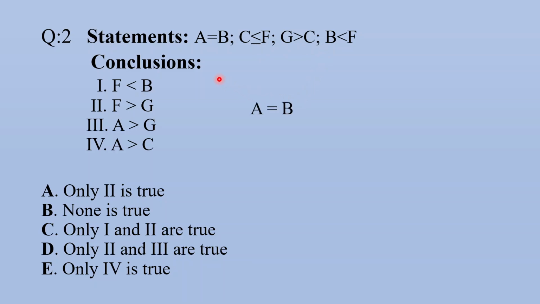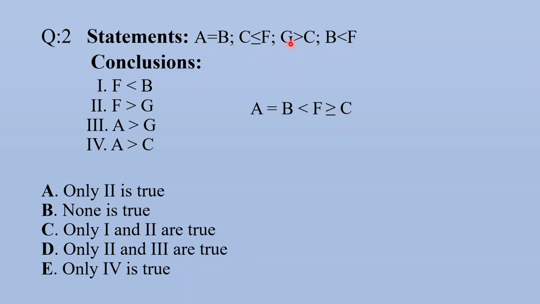See, A is equal to B, so I have written it here. Now we have to find out the relation between B and someone else. Here it is given that B is less than F, so I have written it like this: B is less than F. Now we have to see the relation between F and something else. See, F is greater than or equal to C. In this sign the mouth is open towards F, so F is greater than or equal to C. So we will also write it like this.